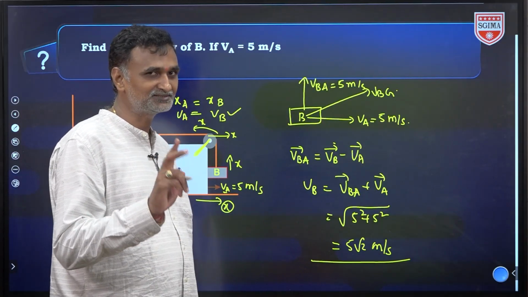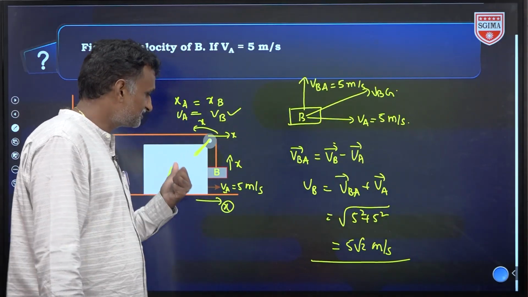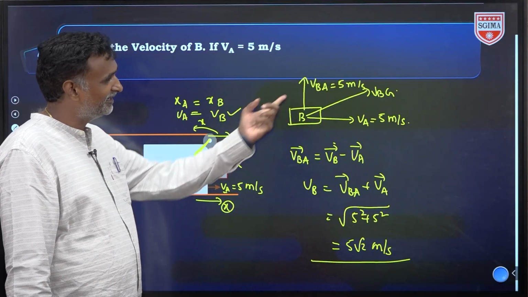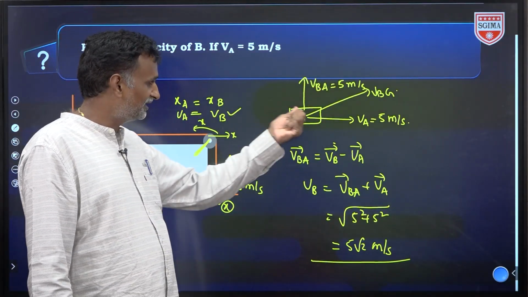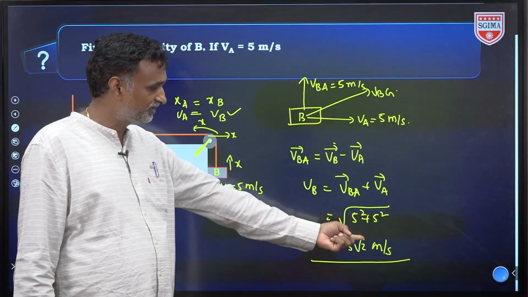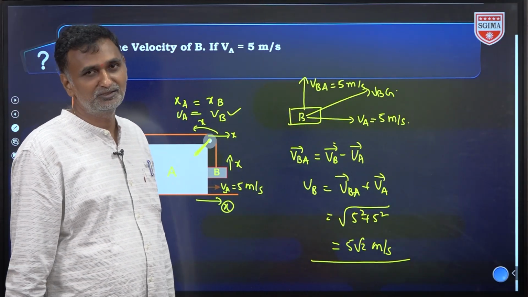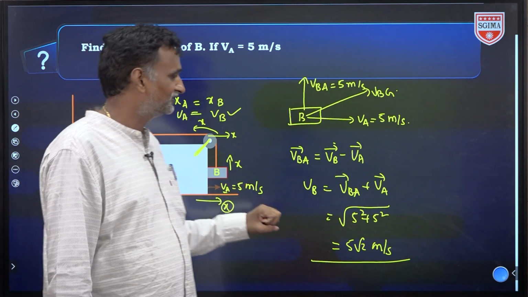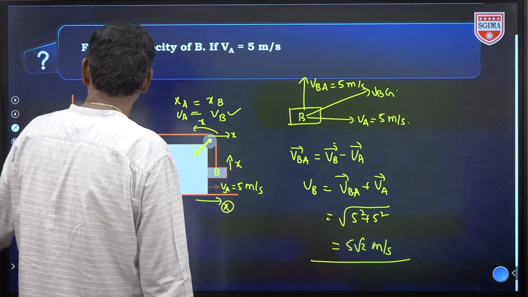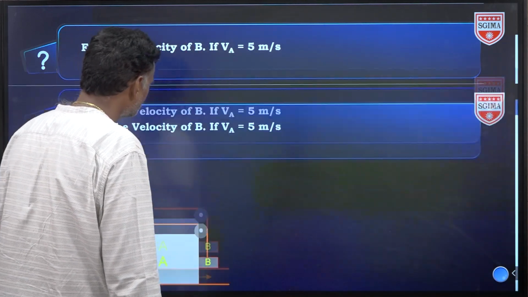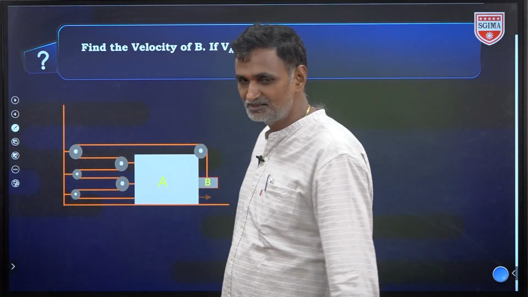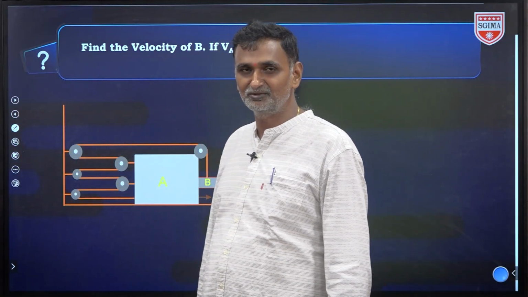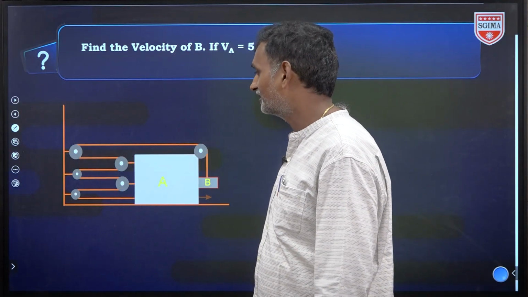Here two velocities are there. One is with respect to block A, that is VBA, 5 meter per second. The same block's velocity asked with respect to ground, we get 5 root 2 meter per second. Okay? So this is the way we need to solve this model question. Next model, and don't be shocked by seeing this many pulleys, I will tell an easy method to solve. Okay? Don't worry about this one.